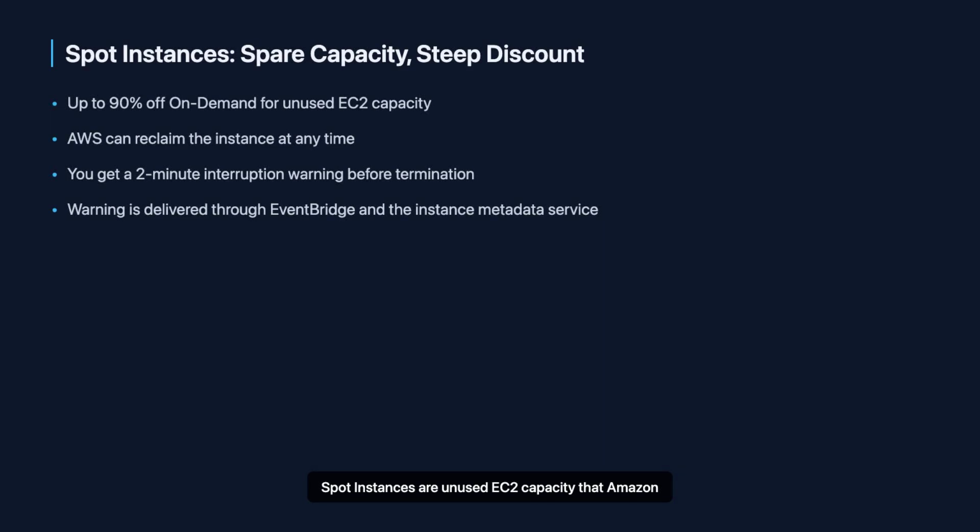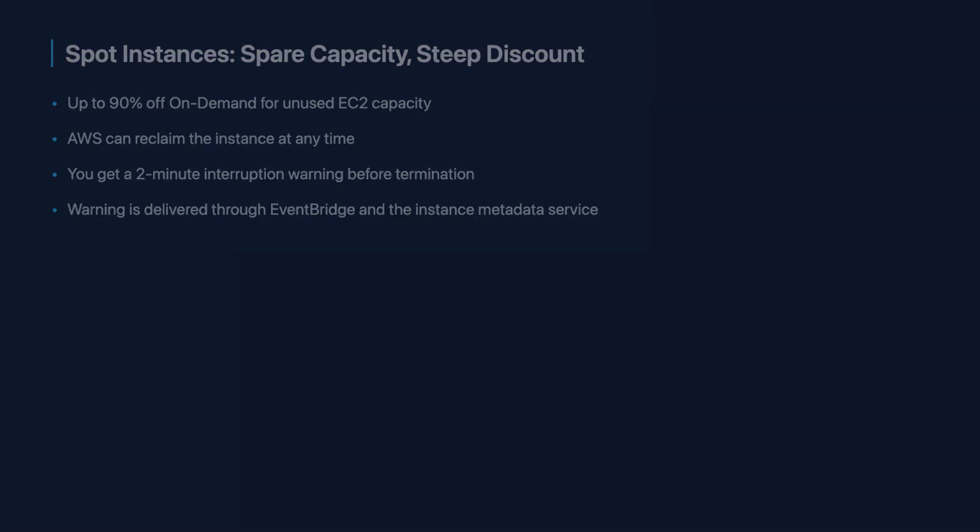Spot instances are unused EC2 capacity that Amazon Web Services sells at a steep discount, up to 90% off on-demand. The catch is that Amazon Web Services can reclaim that capacity at any moment when a paying on-demand customer wants it. When that happens, you get exactly 2 minutes of warning before Amazon Web Services stops or terminates your instance. That warning is delivered 2 ways: as an EventBridge event you can route, and as a flag inside the instance metadata service, which well-built Spot workloads poll every few seconds.